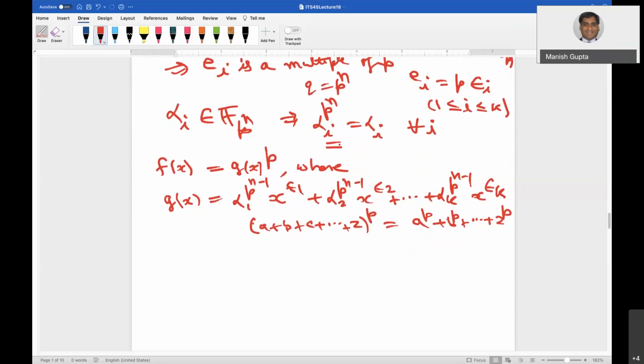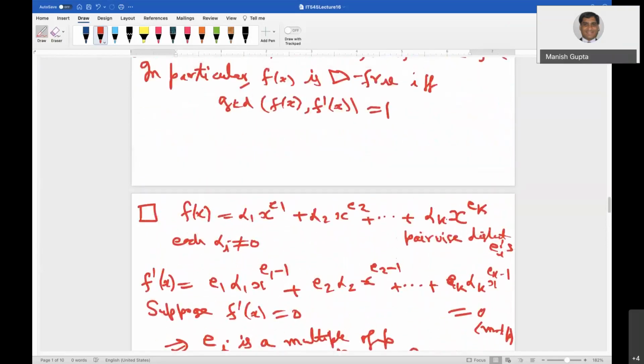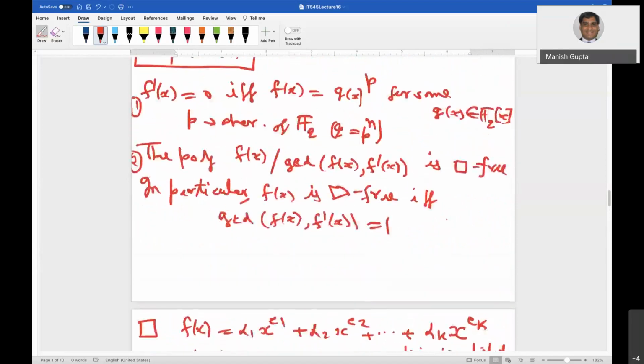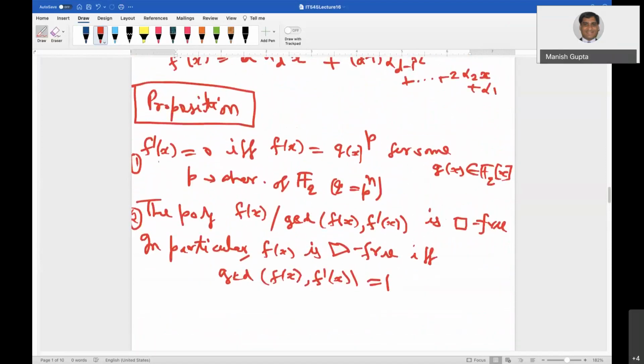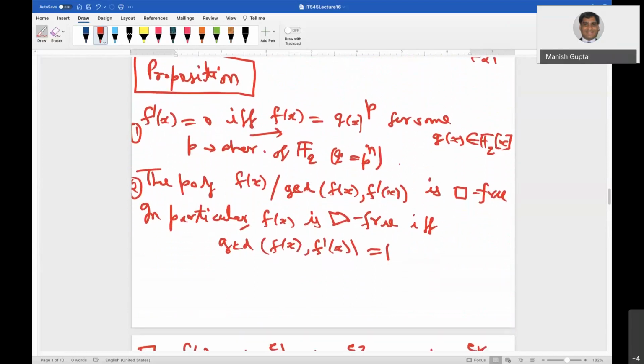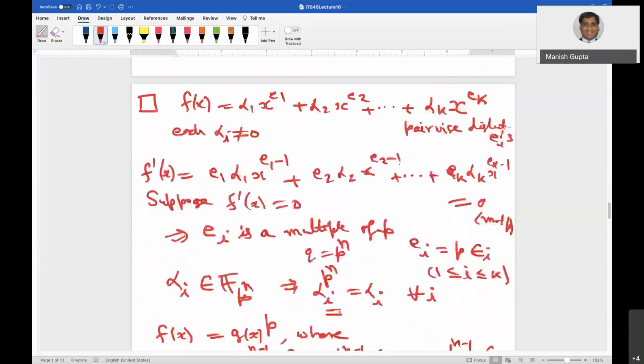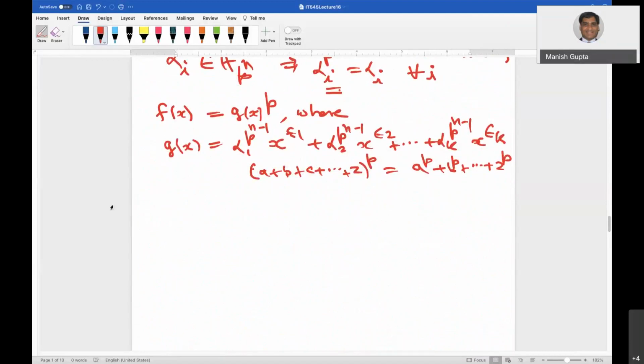Now, this is one part. I have assumed that f dash of x is equal to 0, and I have shown that f(x) is g(x) raised to power p, where p is the characteristic. Now the reverse part: suppose f(x) is of the form g(x) raised to power p.